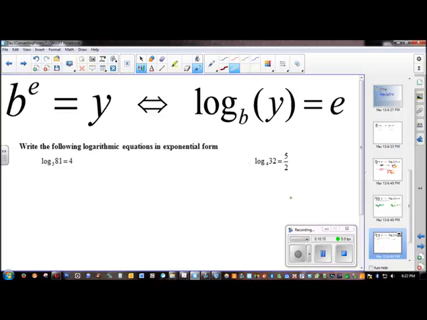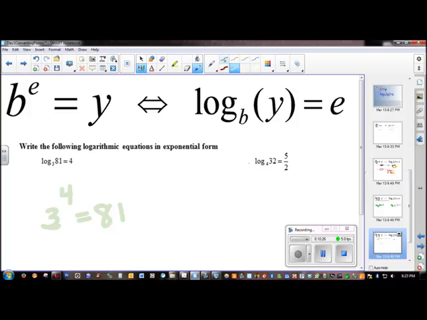Now we'll do the reverse. We'll take a logarithmic form and put it into exponential form. This isn't hard to do. The base is 3. The exponent was at the end. That's a 4. And the power is equal to 81. That's the argument of the log.